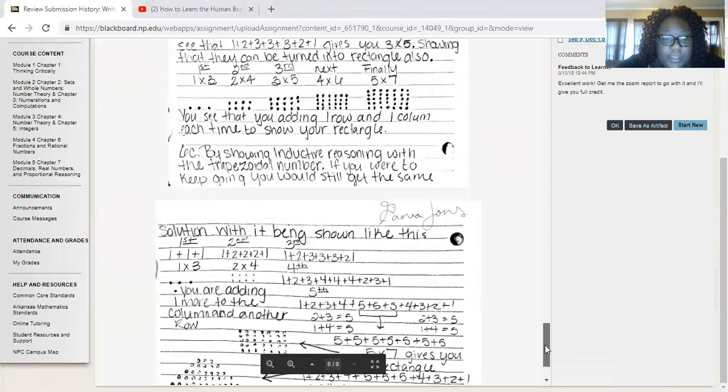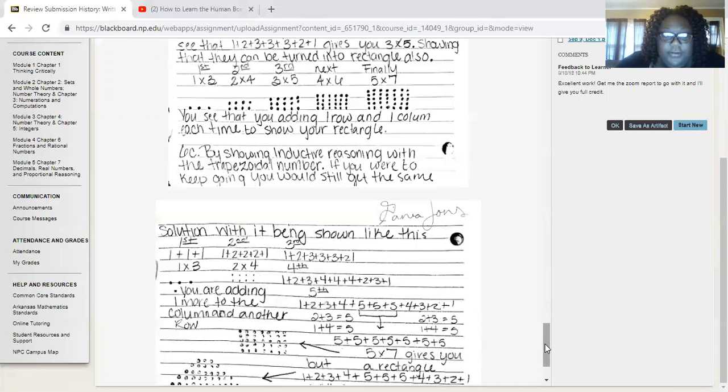By showing the inductive reasoning with the trapezoidal number, if you were to keep going, you would get the same pattern. So our next one would be 6 times 8, and then 7 times 9, and then on up.